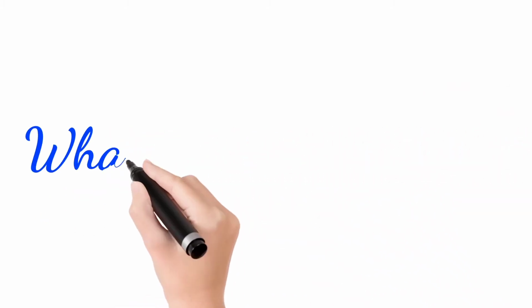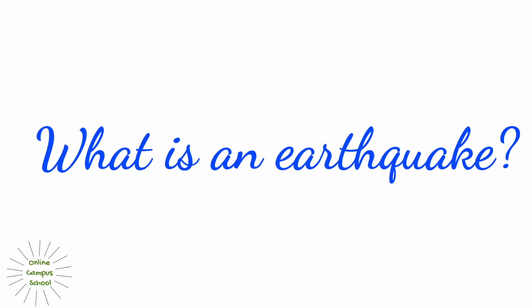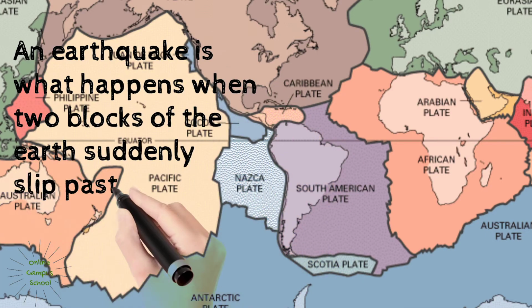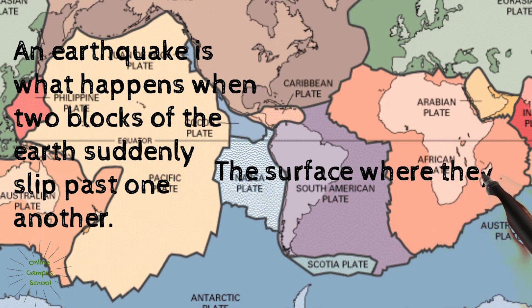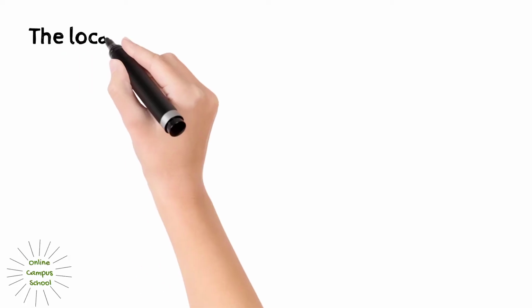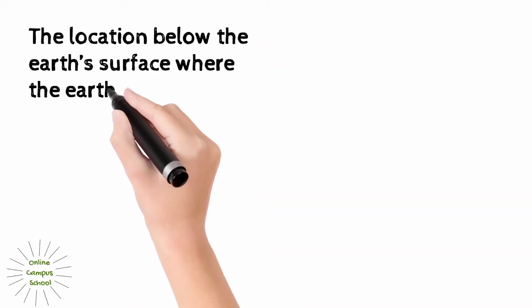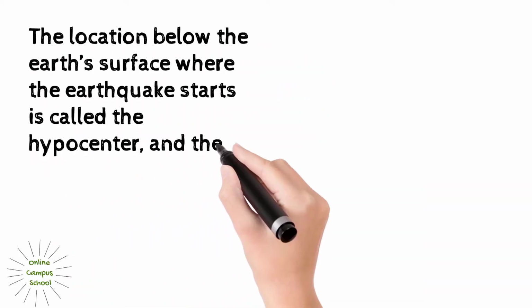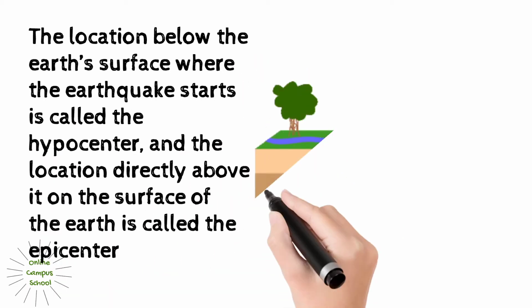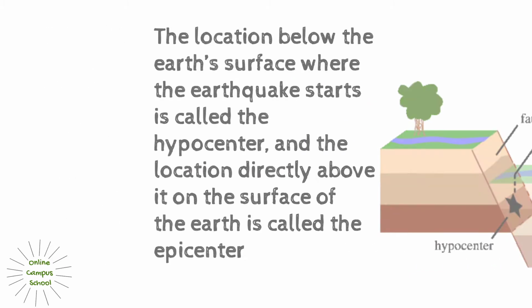What is an earthquake? An earthquake is what happens when two blocks of the earth suddenly slip past one another. The surface where they slip is called the fault or fault plane. The location below the earth's surface where the earthquake starts is called the hypocenter, and the location directly above it on the surface of the earth is called the epicenter.